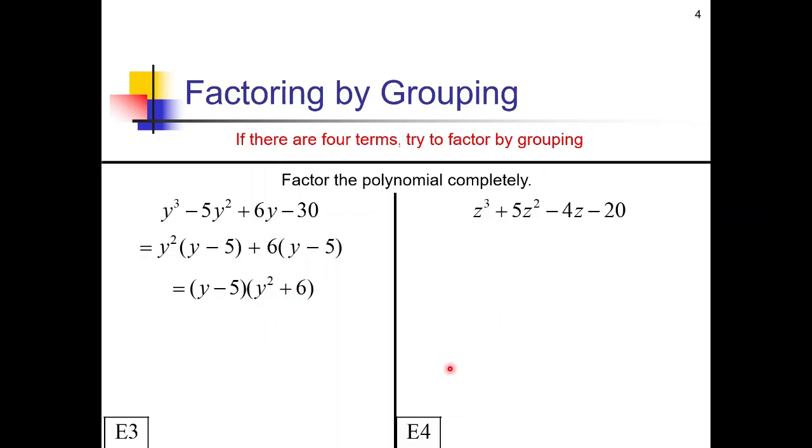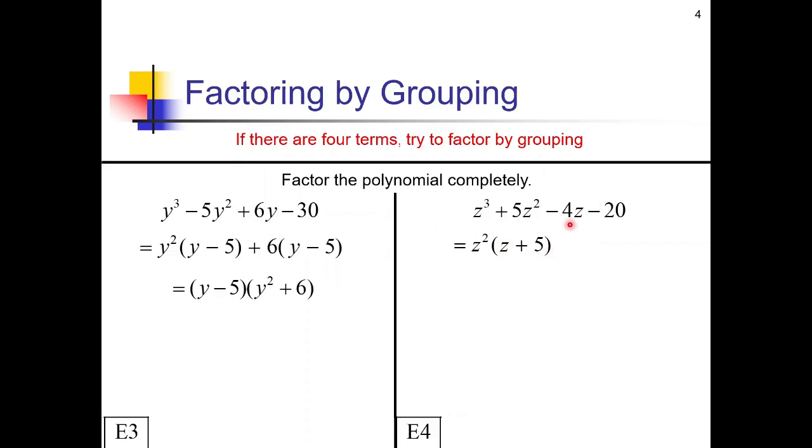So let's move on to example 4 now. Pause the video and try this one out. All right, so just like before, we're going to use grouping on this. So first 2 terms, we can take out a z squared. That leaves us with a z plus 5, so kind of similar to the last one thus far.